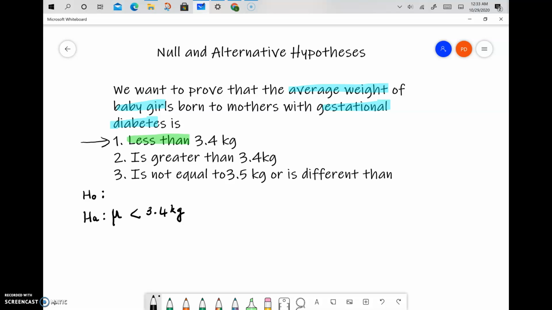Now, H0 is the null hypothesis. Again, mu equals 3.4 kilograms. So it's almost like saying everyone believes that mu is 3.4 kilograms, but we want to prove that mu is less than 3.4 kilograms. So this is how you set up your null and alternative hypothesis.